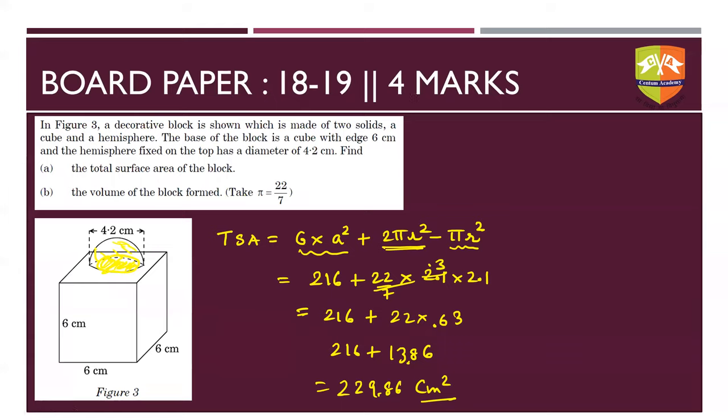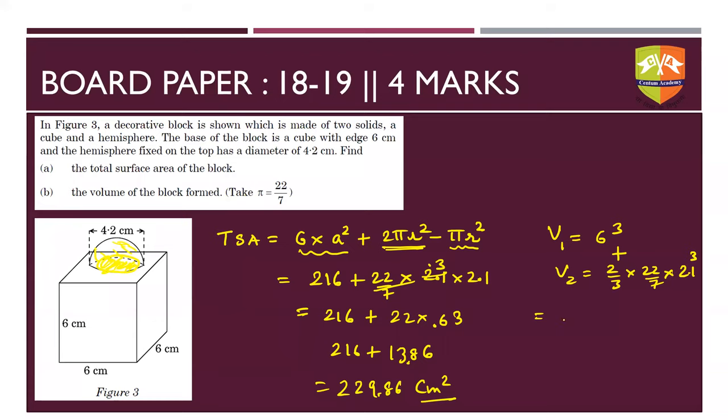Next is total volume. Here you don't need to add or subtract anything. Total volume: V1 is 6 cube and V2 is 2 by 3 into pi, that is 22 by 7 into R cube, so 2.1 cube. You have to add these two. So this is the total volume, isn't it?